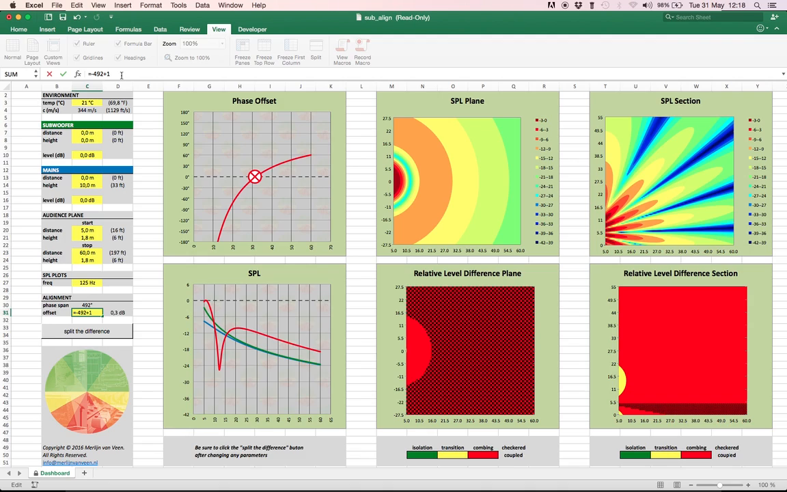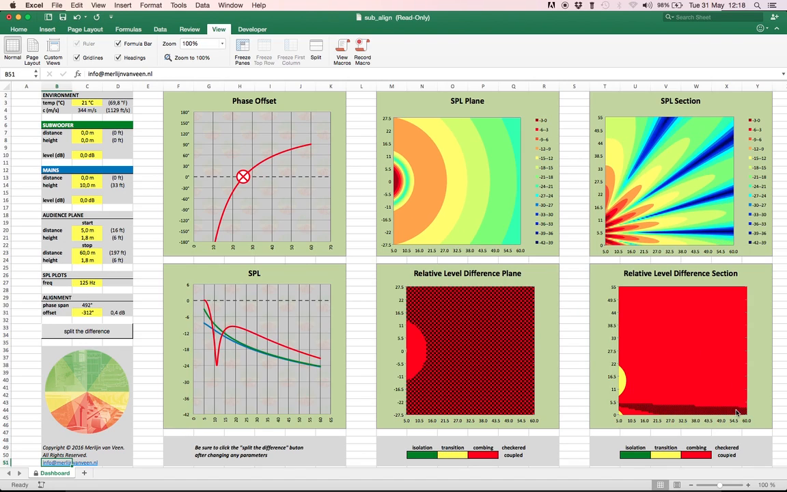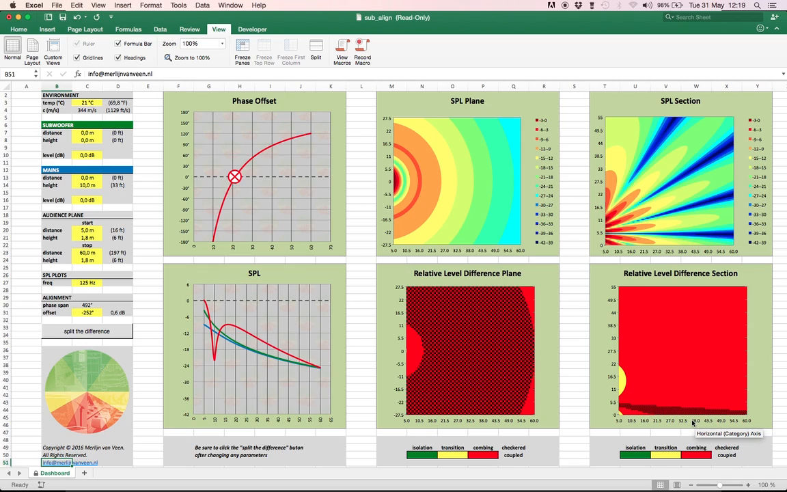So let's introduce a larger offset in the back of the audience of maybe 90 degrees instead of 60. And we will see that the searchlight goes even down further, and so does that central lobe in the SPL section, because we are left with 90 degrees phase offset in the back. So let's go to 120 degrees phase offset in the back, and we will see that searchlight tilt down even further. And for this particular example, this would be, in my opinion, the furthest forward position before we start to become uncoupled in the back of the audience.